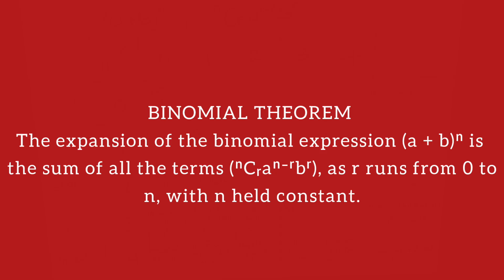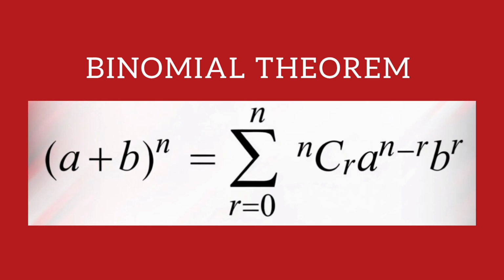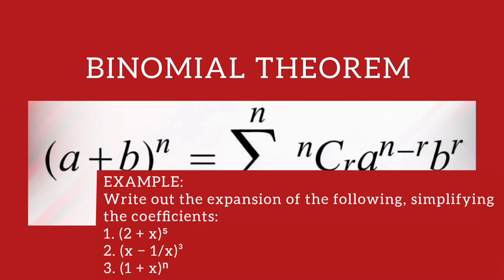That's what that means. Let's now move to the binomial theorem. There are different ways the binomial theorem is expressed in textbooks, but it essentially boils down to this. The expansion of the binomial expression a plus b raised to the power n is the sum of all the terms as r runs from 0 to n, with n held constant. And this is the mathematical expression for the binomial theorem. Now let's solve some examples.